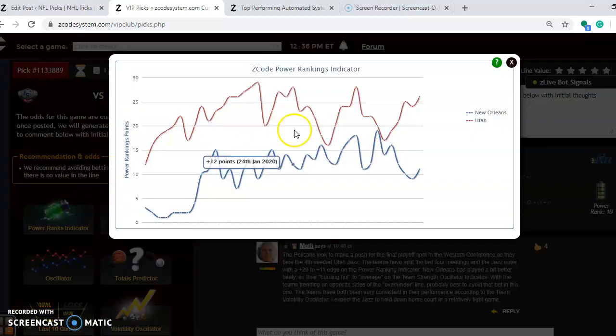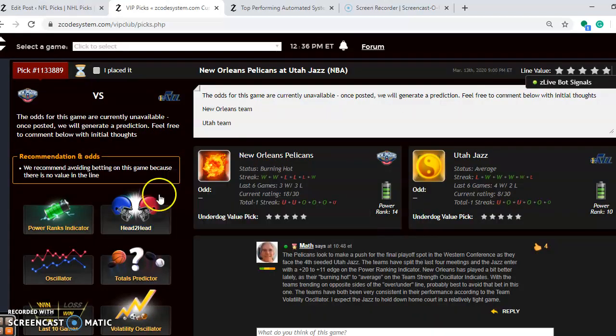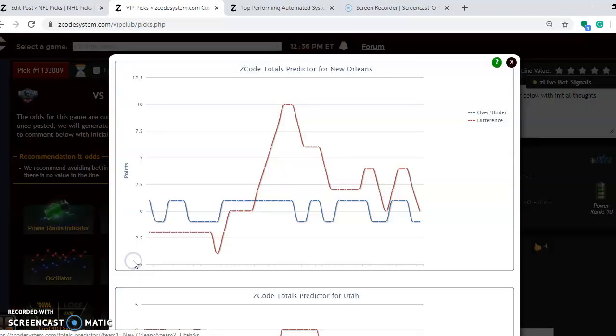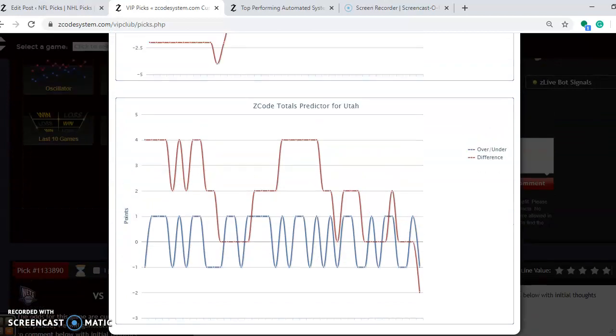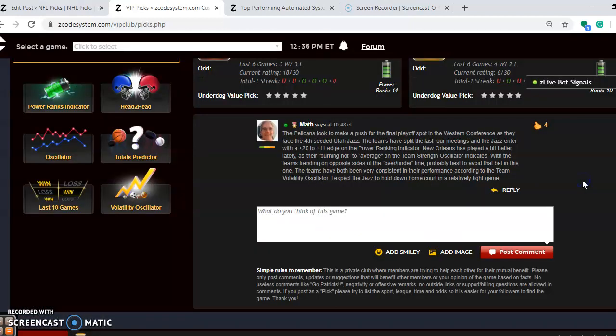If you look at the power ranking indicator, you see Utah is at plus 26, and New Orleans is here at plus 11, so a considerable advantage for the Jazz on that. If you're considering the over and under, you can see New Orleans is playing in games trending over the line. Utah is playing in games trending under the line, so probably best to avoid the over under in this scenario.